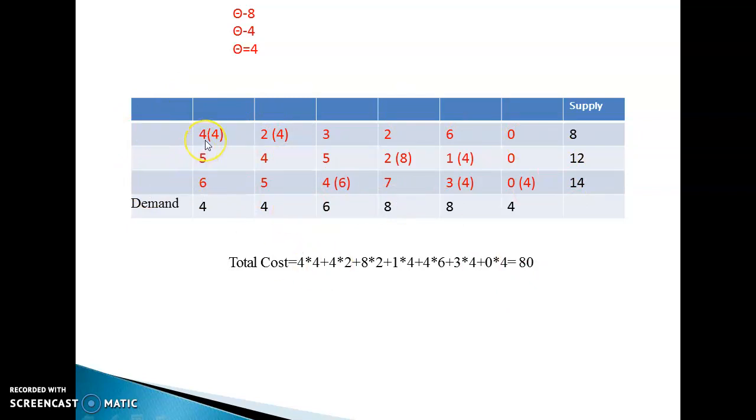Now if you see the total transportation cost, that is 4 into 4 plus 2 into 4 plus 2 into 8 plus 1 into 4 plus 4 into 6 plus 3 into 4 plus 0 into 4. So that is again equal to 80. That will not change the total transportation cost. This is the alternate solution for the given problem. So this is how we can solve whenever there is a degeneracy and whenever there is an unbalanced problem given in the transportation problems.